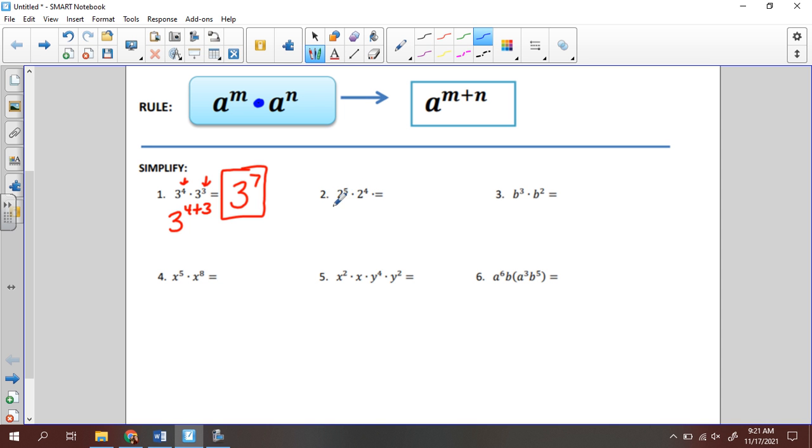Y'all, same base in number 2, right? Both base 2. So write a 2. Then what do you do with those exponents? Add them. So 5 plus 4. So this is 2 to the what power? 9th power, and we're going to leave it just like that.